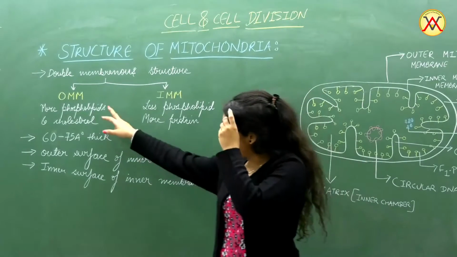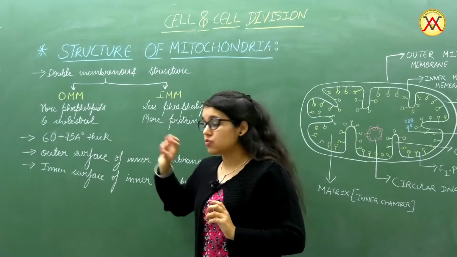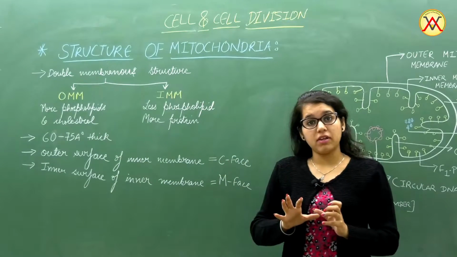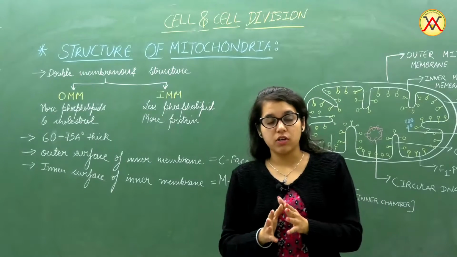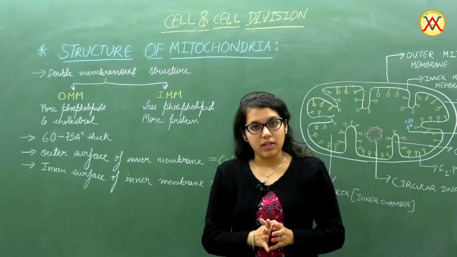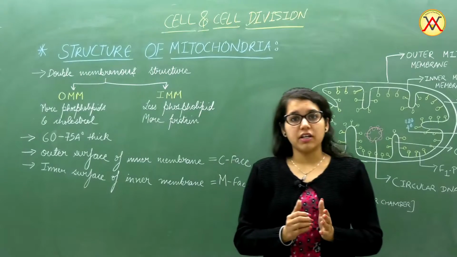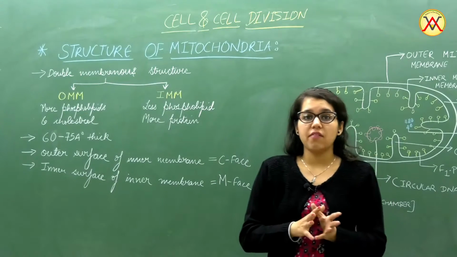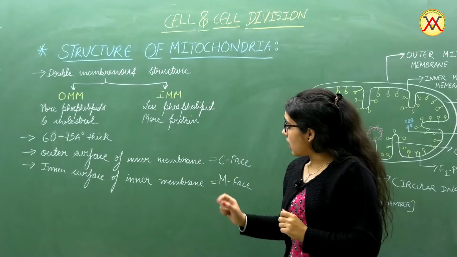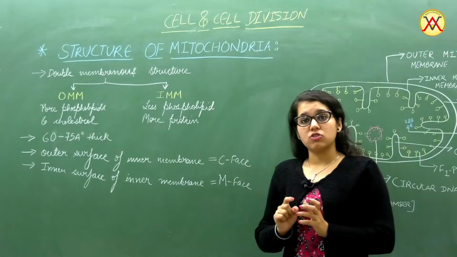In the outer mitochondrial membrane, we are saying that more phospholipids and cholesterol are present, whereas in the inner mitochondrial membrane, there is a lesser amount of phospholipid as compared to the outer membrane, and it has more amount of proteins. Then when the membrane was studied, we are saying that it is around 60 to 75 angstrom thick in diameter, and the outer surface of the inner membrane is called C phase.